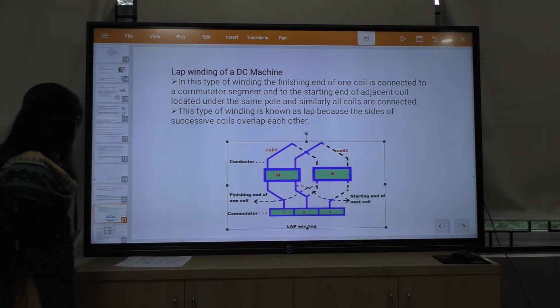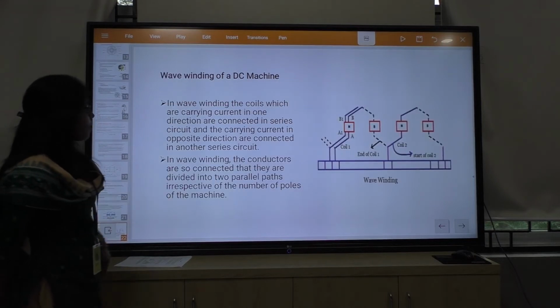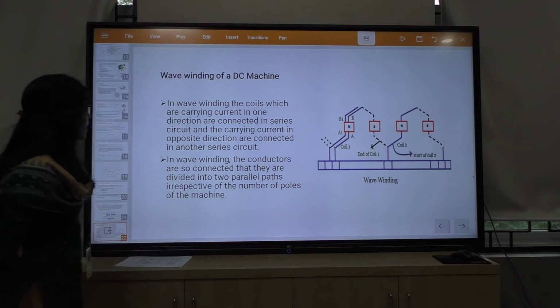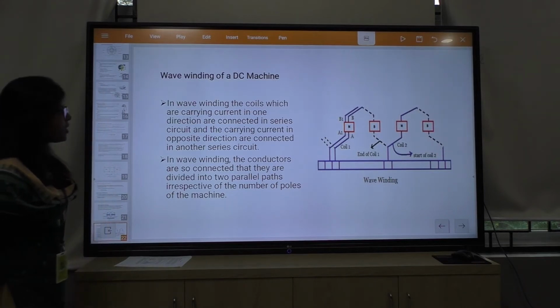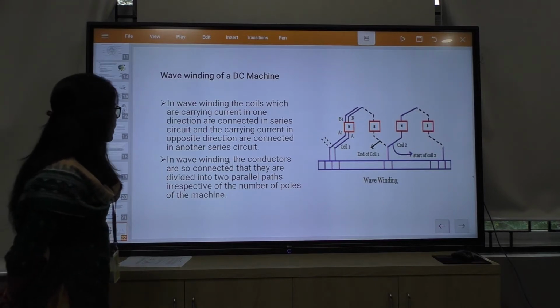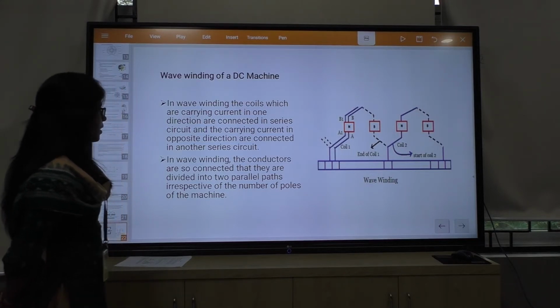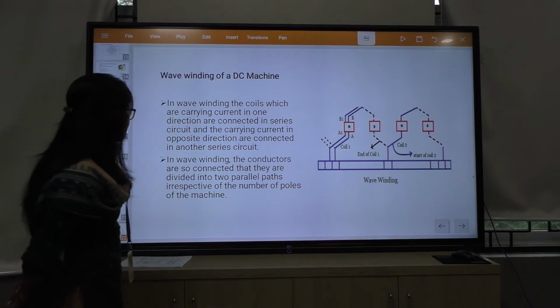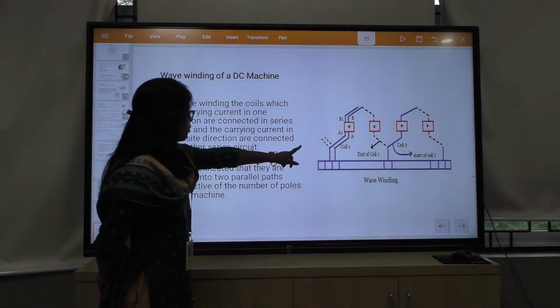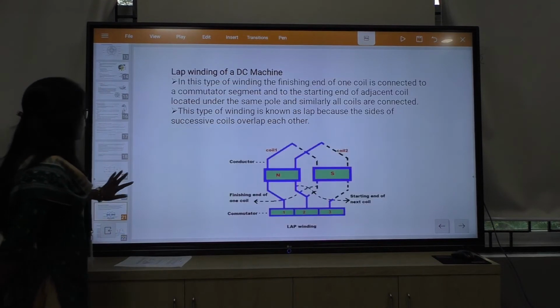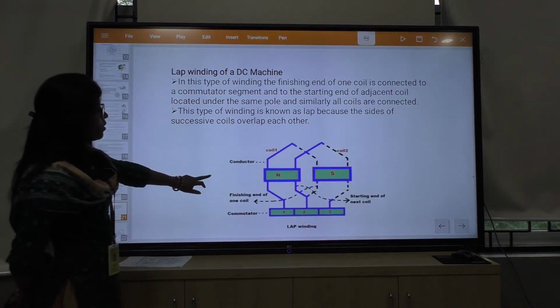Next is wave winding. In wave winding, the coils carrying current in one direction are connected in series, and the coils carrying current in the opposite direction are connected in another series circuit. So, in wave winding there are two parallel paths, but in lap winding the number of parallel paths is equal to the number of poles.